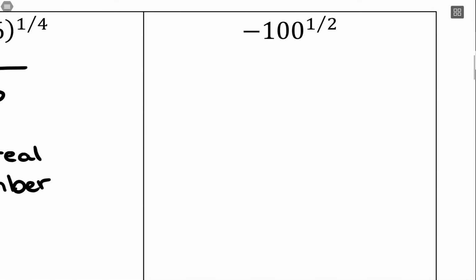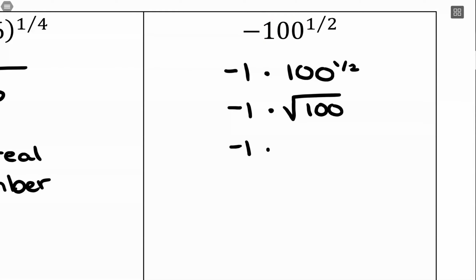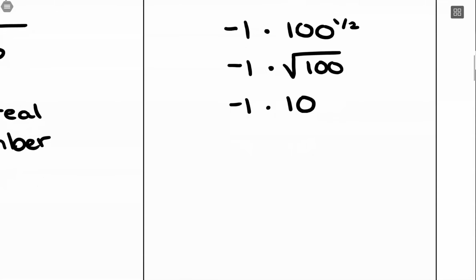Now with this one, notice that the negative isn't inside of parentheses. So what could help with this case is thinking of this as -1 times 100 to the 1/2. It's like the negative is doing its own thing, so it's just going to stay out front. But this exponent of 1/2 is only affecting the 100. If there were parentheses, then it would be a square root over all of that. But because there aren't parentheses, the square root is only going to be over 100. So this would be the same thing as -1 times the square root of 100, and the square root of 100 is 10. So this would be -10.